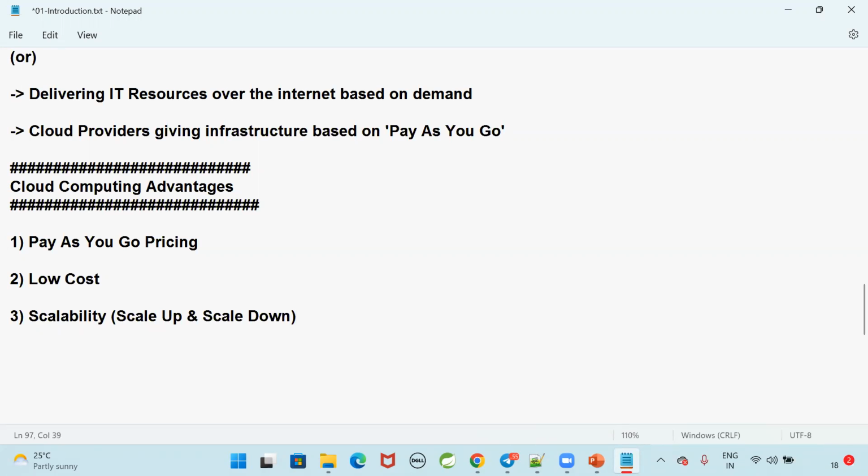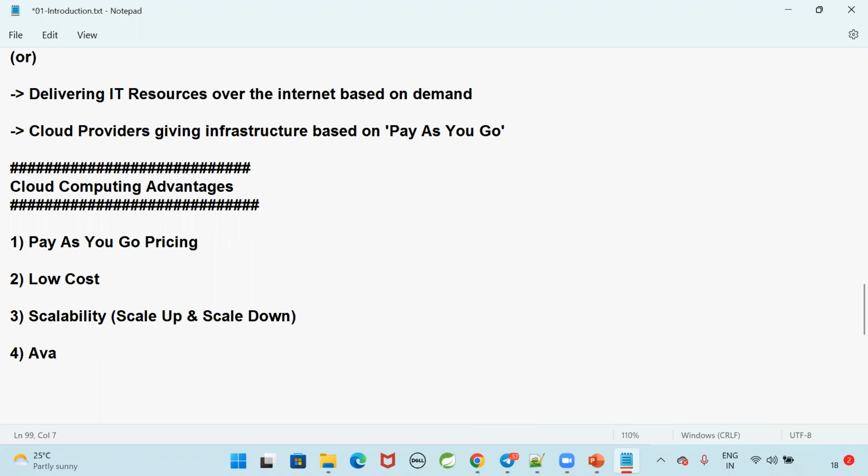Whenever you need more servers, you can increase. When you don't need, you can decrease. If so many people are accessing your application, then you need more servers. If fewer people are accessing, you need fewer servers. So you can scale your infrastructure up and down based on the traffic coming to your application. Scalability will be available when we go for cloud computing.